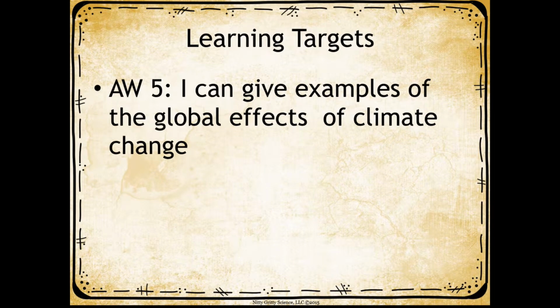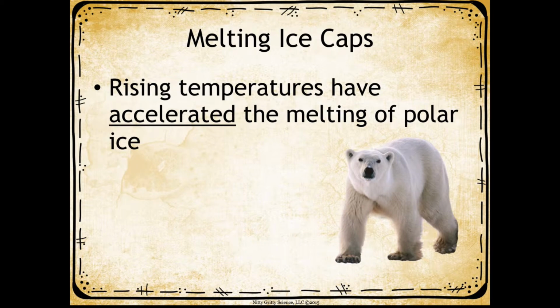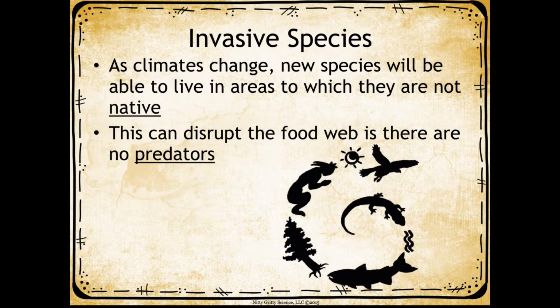All right, this is learning target number 5. I can give examples of the global effects of climate change. So one of the first effects that you see is melting ice caps. Because of the rising temperatures, because of these greenhouse gases in our atmosphere, the temperatures have accelerated and it's melting a lot of our polar ice caps. It is raising the water level.